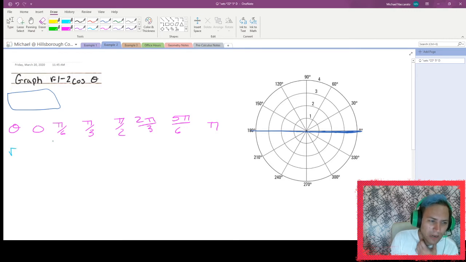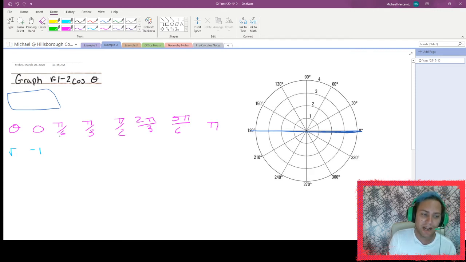I'm not going to write all those out because you saw it in the last one, right? So 0, the cosine of 0 is going to be 1. 1 times negative 2 is negative 2. And then I have 1 minus 2, which is negative 1. So the radius here is negative 1.